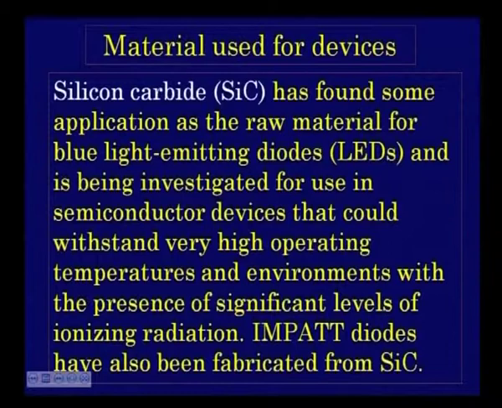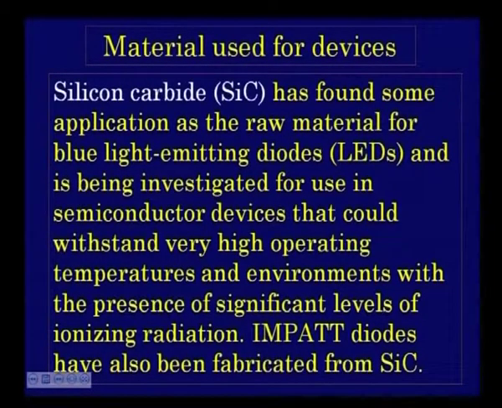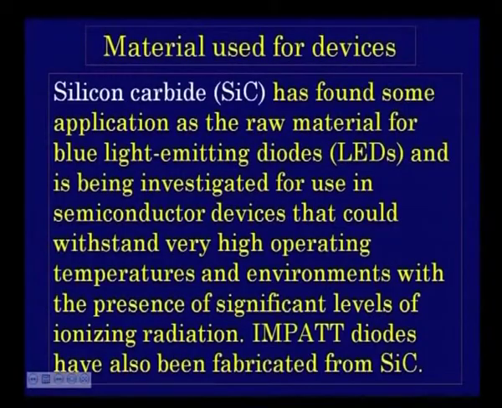Silicon carbide has found some application as the raw material for blue light emitting diodes. Light emitting diodes are called LEDs, as all of you know, and it is being investigated for use in semiconductor devices that could withstand very high operating temperatures and environments with significant levels of ionizing radiation. This is very important. When you go to the upper atmosphere, the ionizing radiation level will be high. So, silicon carbide could be the material which can be used. Impact diodes have also been fabricated using silicon carbide.